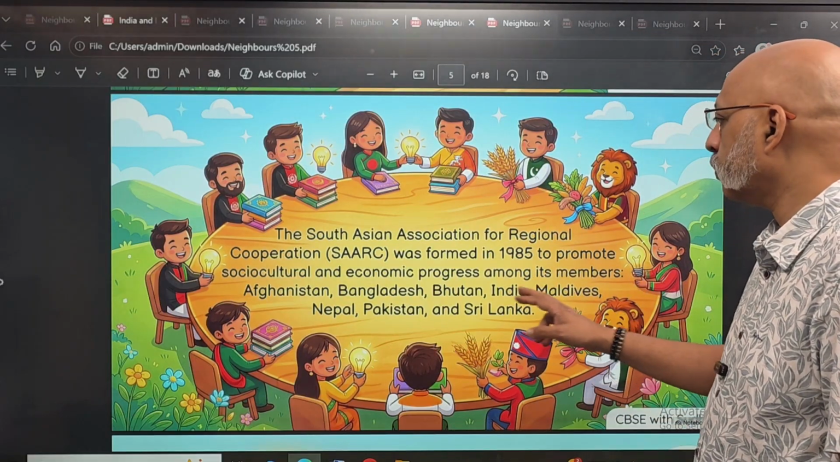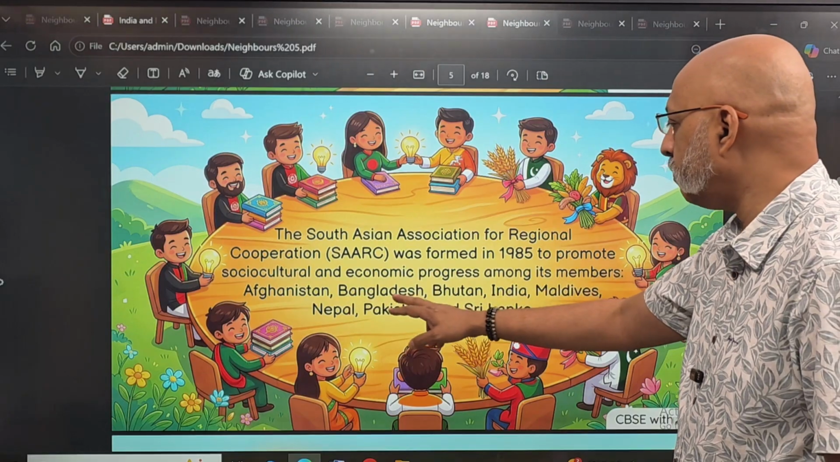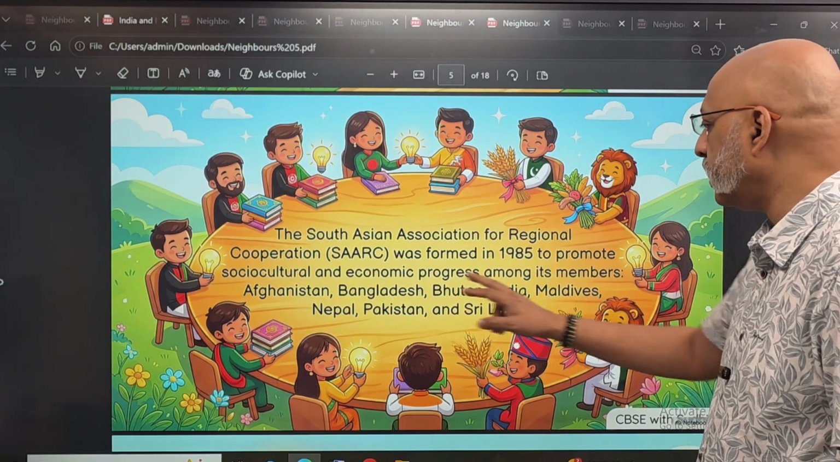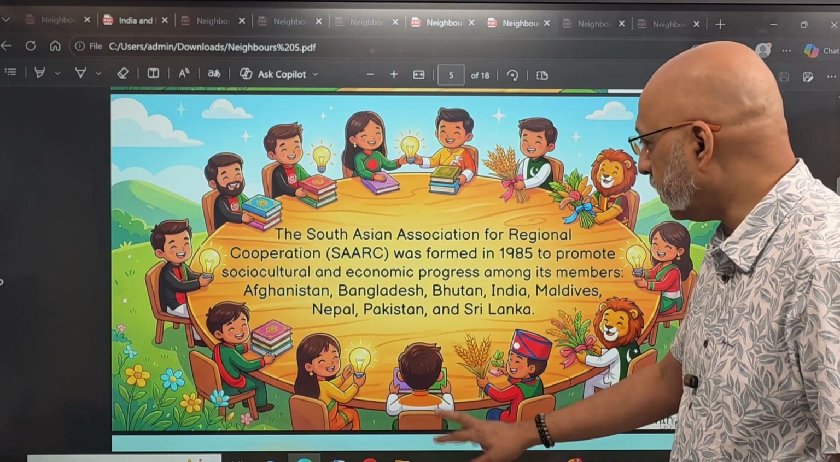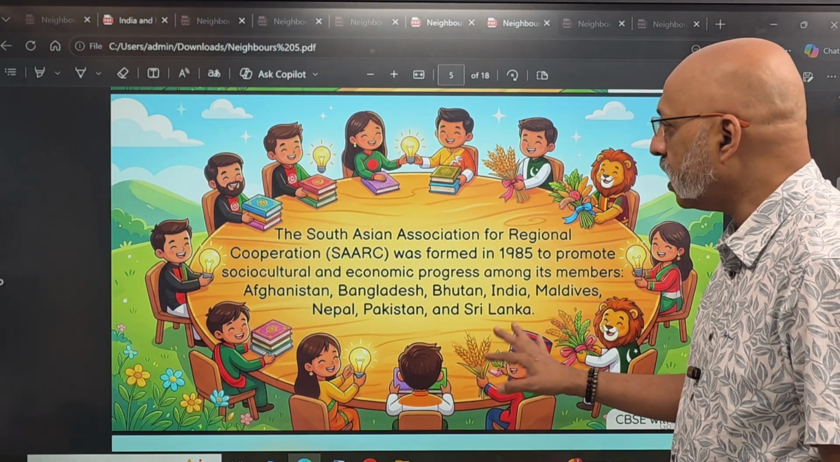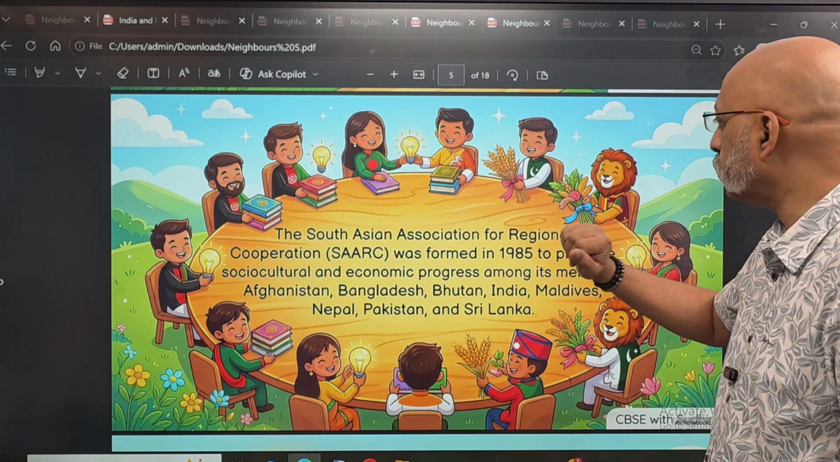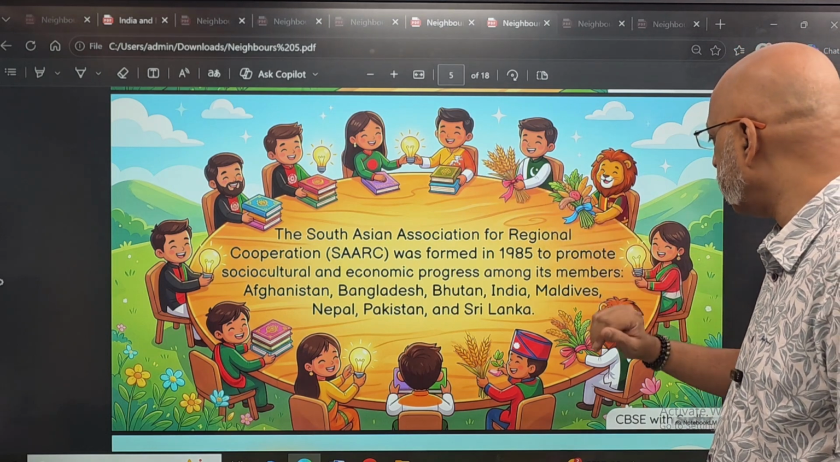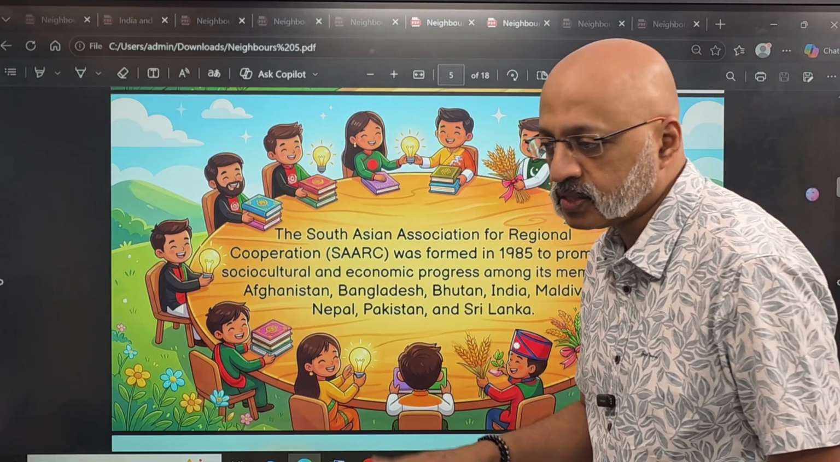So, to promote social, cultural, and economic progress among its members, Afghanistan, Bangladesh, Bhutan, India, Maldives, Nepal, Pakistan, and Sri Lanka were the members. This is India, and these are the different countries which are there. Like this is Bangladesh, this is Bhutan, this is Pakistan, this is Sri Lanka, right? So you have all these countries as part of SAARC.